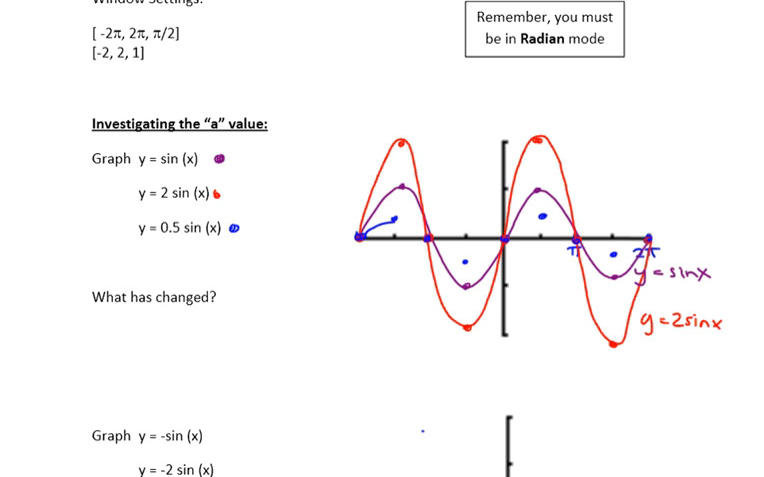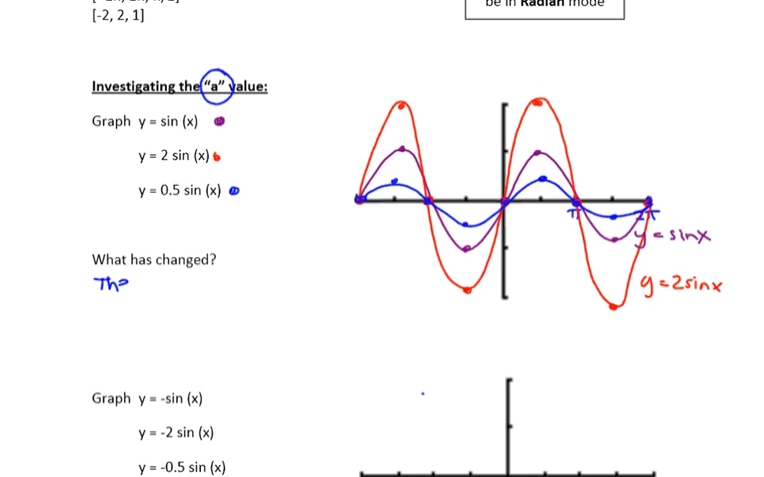So which value were we working with here? This is A when we look at the formula. There are different things to describe it. Instead of saying it's twice as high or half as high, what property that we learned about yesterday is changing? The amplitude. Yeah. The amplitude has changed. Also, the max and the min value.